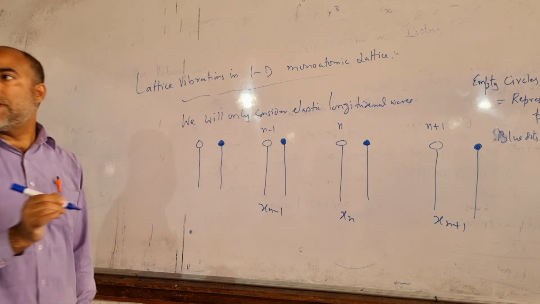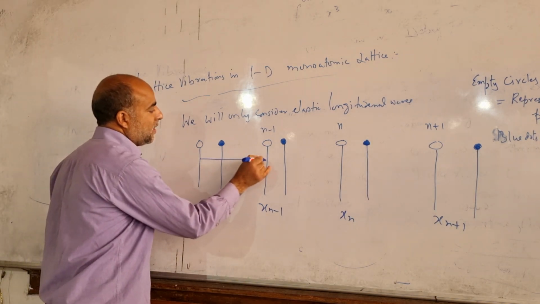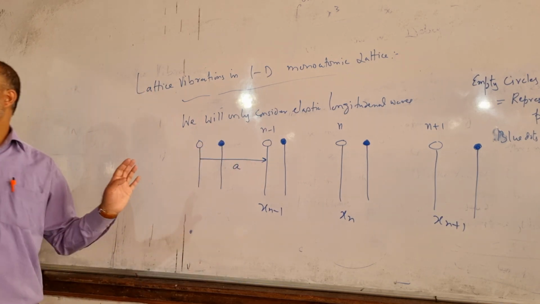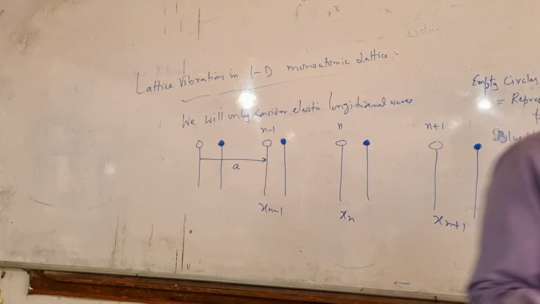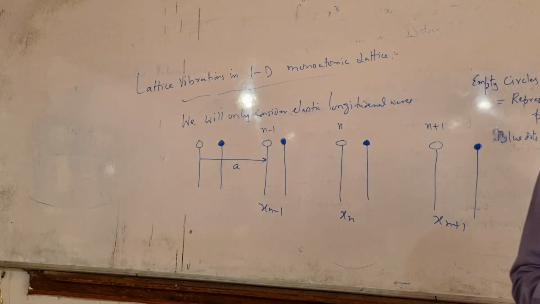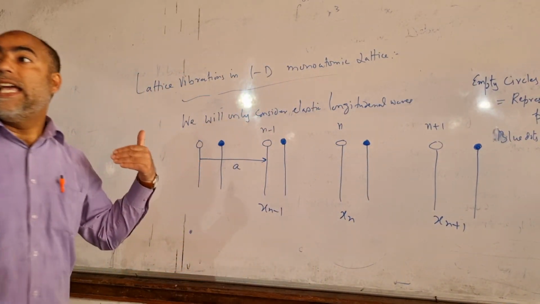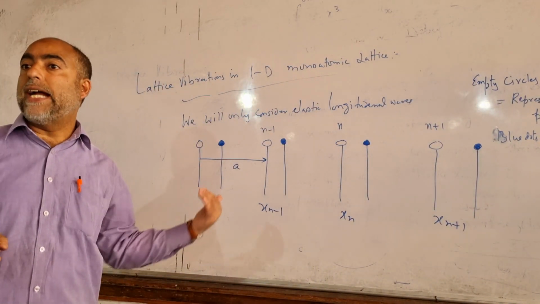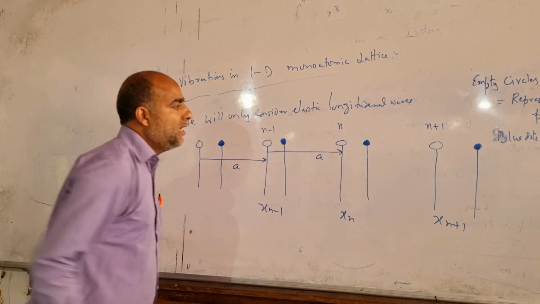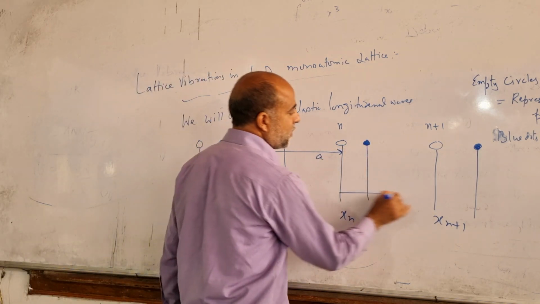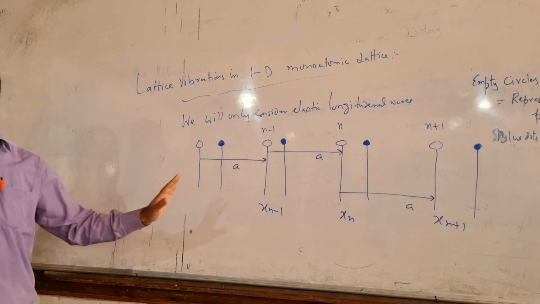What is the interatomic spacing? Interatomic spacing is from this to this, it must be A, because I have given the assumption that they are equidistant identical particles. Equidistant means the same interatomic separation. So the distance from this point is also A. So they are equidistant.